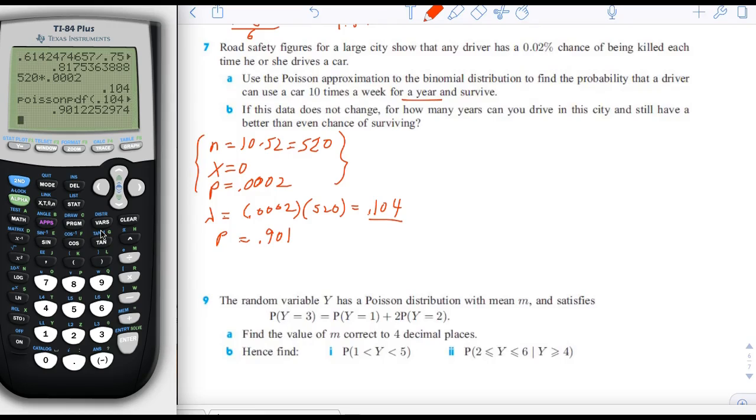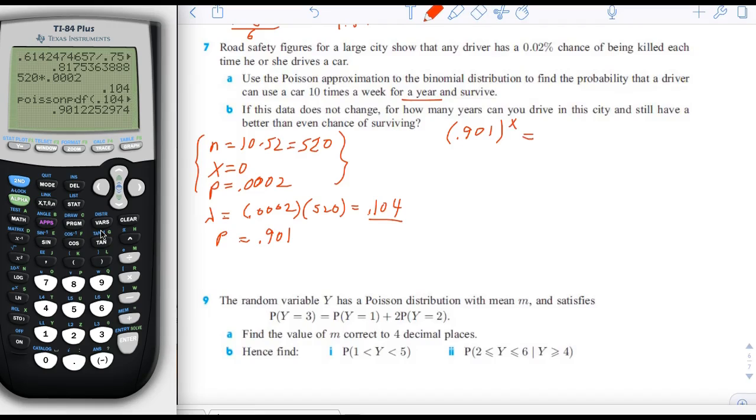B, if this data does not change, for how many years can you drive in the city and still have a better than even chance of surviving? So let's just give an example. Let's say that you go 10 years and you want to calculate what's the probability that you are going to survive by driving at this rate for 10 years. So for 1 year, it would be 0.901. So for 10 years, you would just multiply 0.901 times itself 10 times to find the probability that you could survive 10 years.